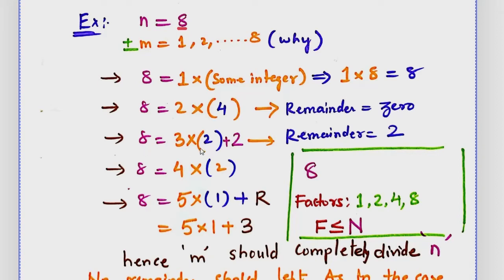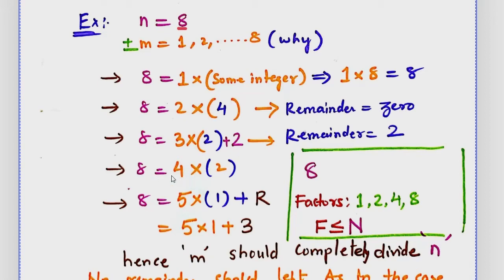We have 2 here, and we have already seen that 2 is a divisor of 8. But if 2 is multiplied by 3, that is 6, you can see that 6 is not a factor of 8. 6 cannot divide 8 evenly. You are left with a remainder equal to 2.